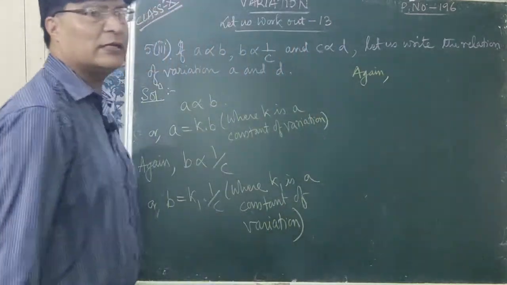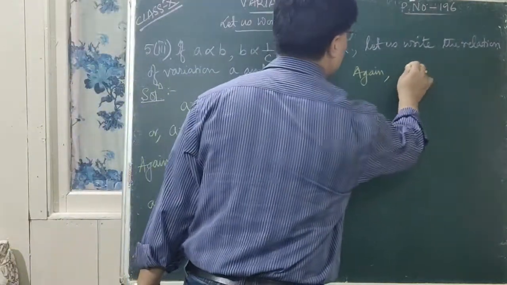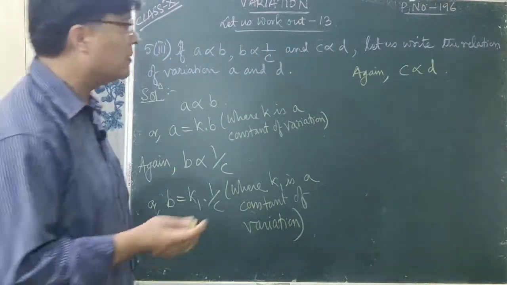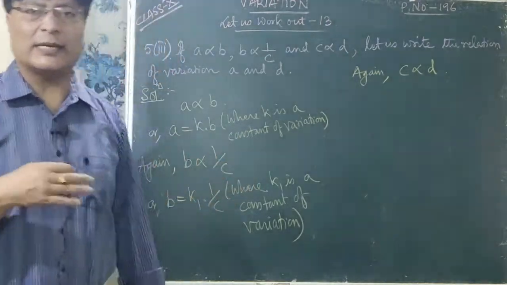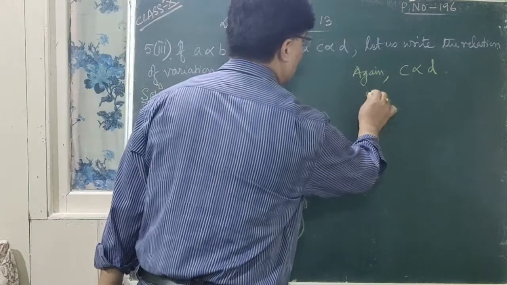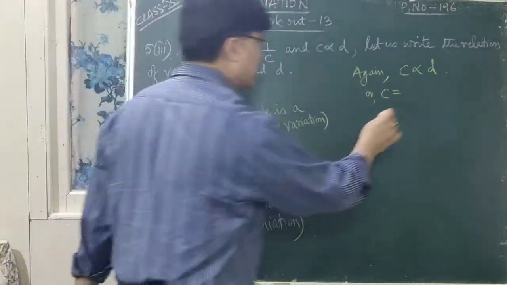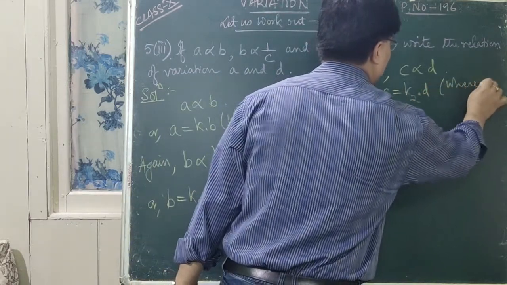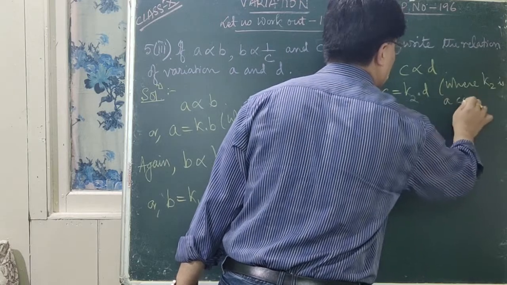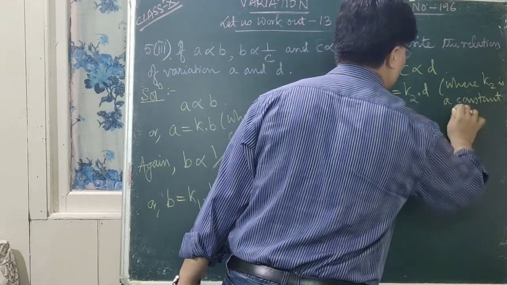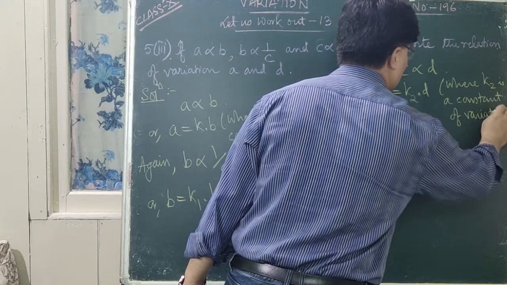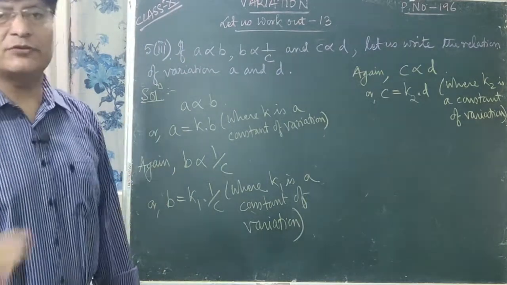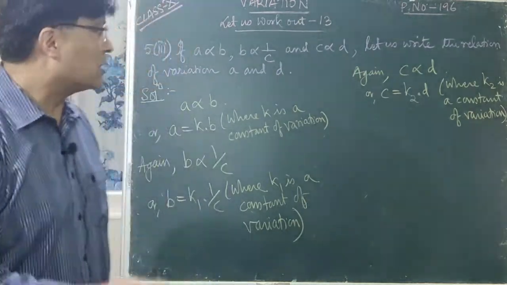So next, again, what is given here? There is a relation between C and D. Again, C is proportional to D. Again, you have to convert this proportional sign into an equality sign. In this also, we must change the proportional sign to is equal to. So C is equal to, what should you write here? K2 into D, where K2 is a constant of variation. So we have written three relations from the three given relations. Okay? Now what do we have to find?